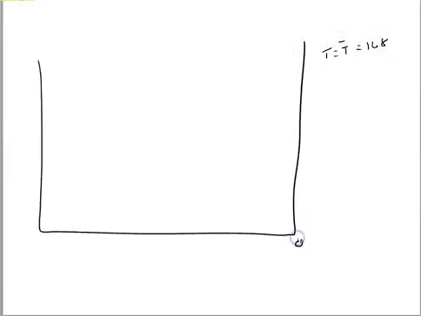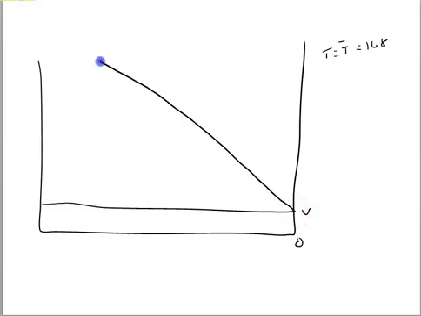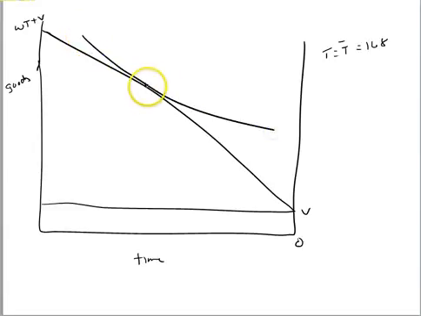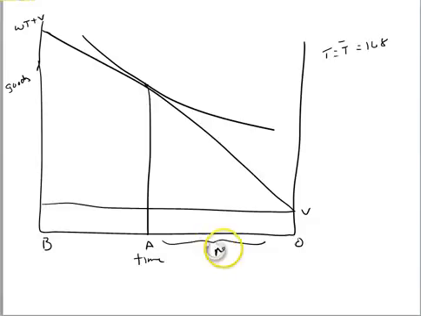$168, 0 hours. I have some non-wage income. My budget constraint, WT plus V. If I worked every hour in the labor market, I measure goods, I measure time, and I have some starting point where OA is hours of market work and AB is hours of leisure.